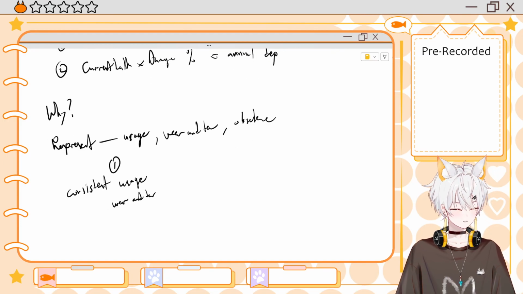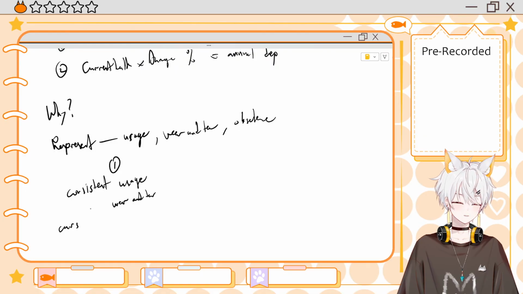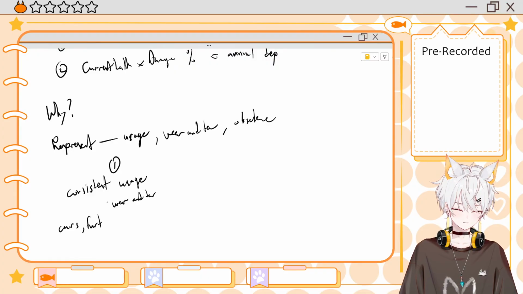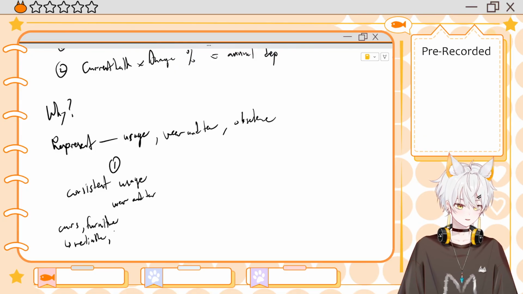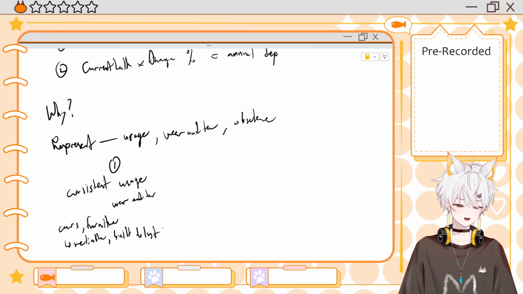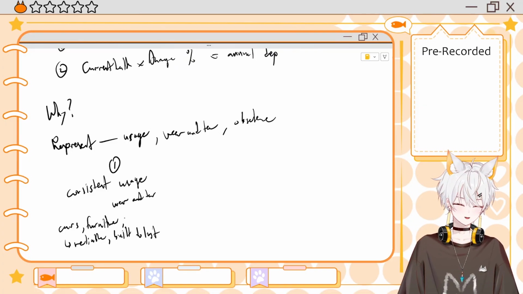So what do you usually put under it? Well, your cars, right? Your motor vehicles will be under that. Maybe your furniture, right? Furniture would usually be under there as well. Things that are more reliable, things that are more built to last, you usually put those under consistent usage, straight line method, right?